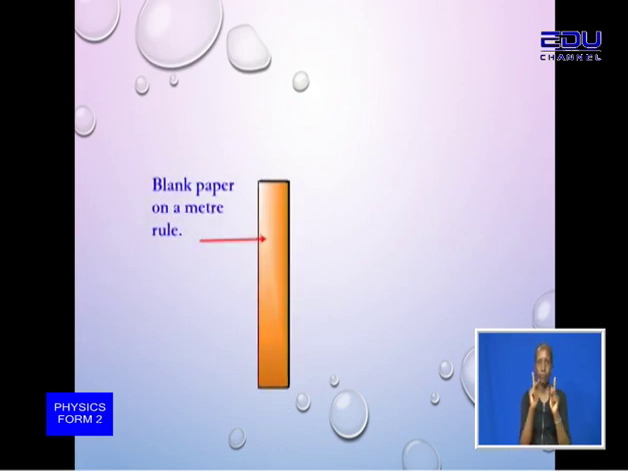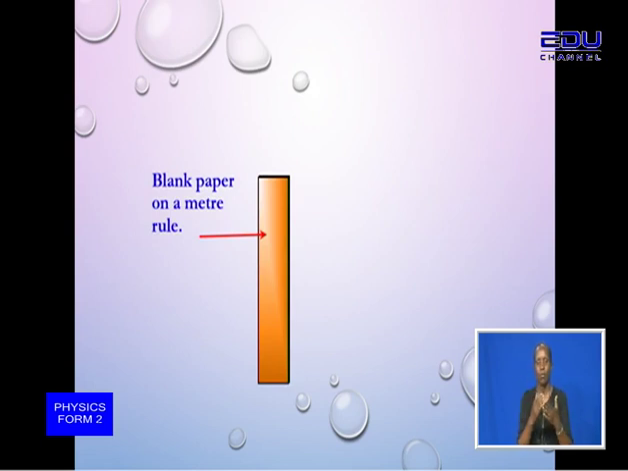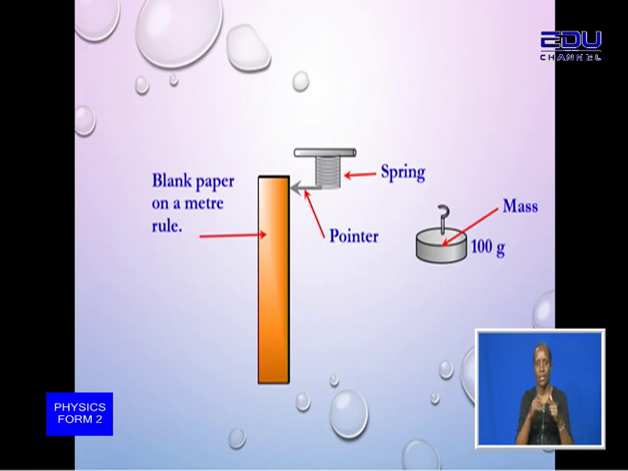Okay, so let us go straight to the process of calibrating the spring balance. The first thing that we need is a blank paper on a meter rule. Then of course we need a spring. The spring should be attached to something fixed at the top so that it hangs. At the end of the spring, we attach a pointer and make it run along the blank piece of paper that we have attached on some board or even a meter rule.